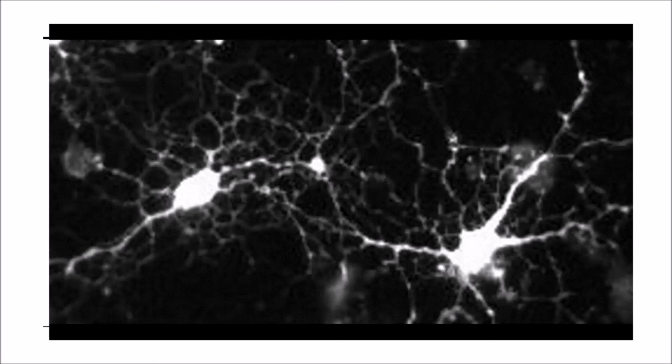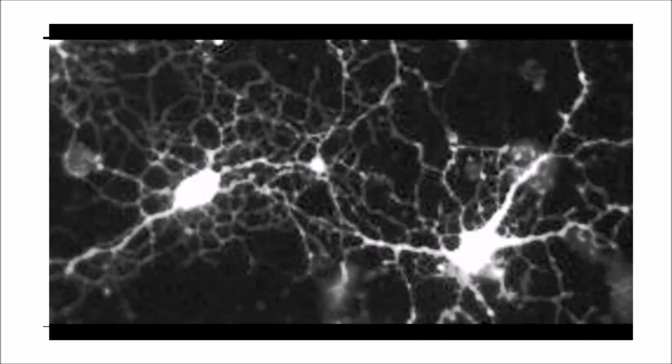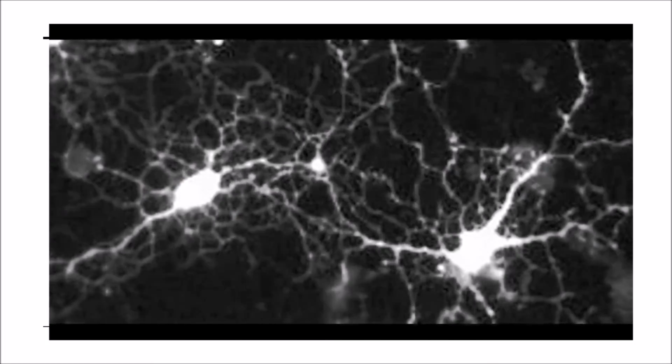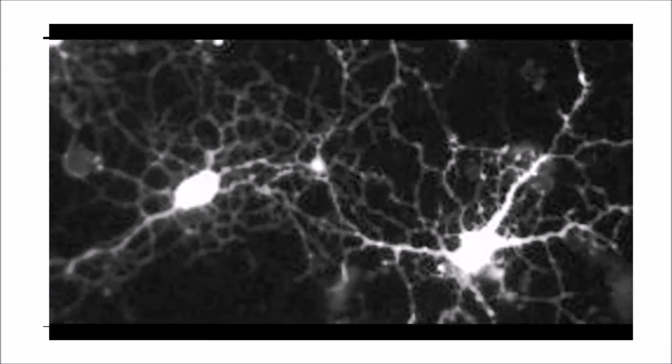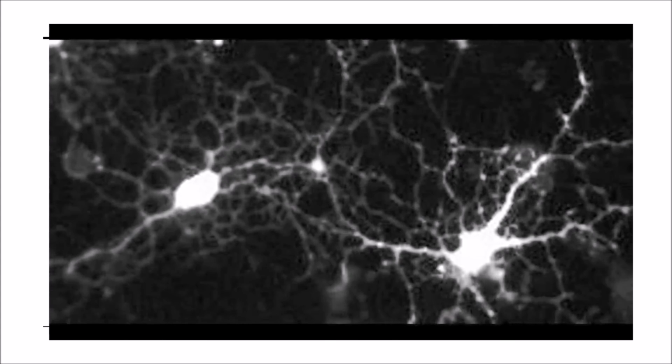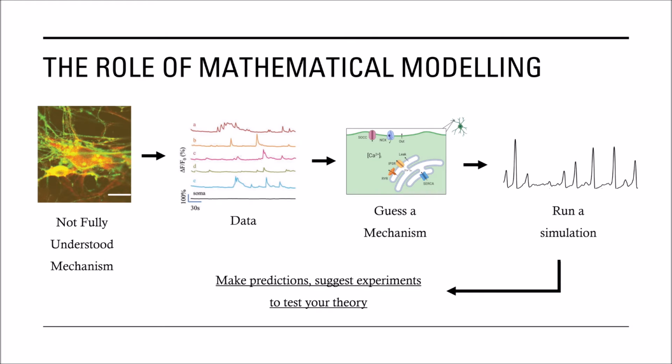If you were a biologist looking at one of these cells, you might create a movie like this. This movie tracks the movement of calcium in space and in time in the complicated branching structure of oligodendrocytes. You might think, how could somebody understand something as complicated as this? This is where mathematical modeling comes in.